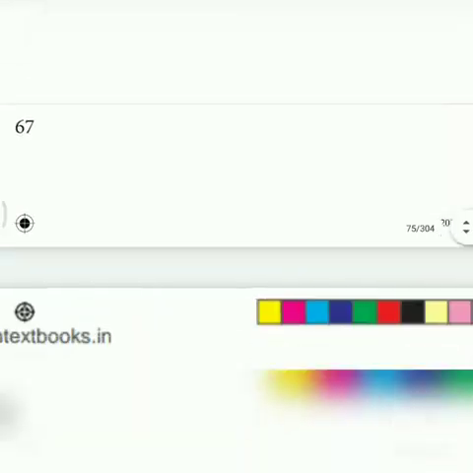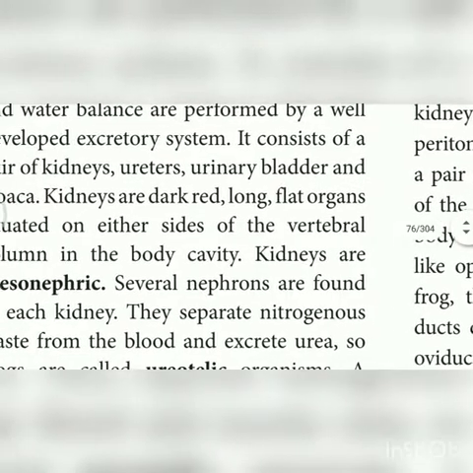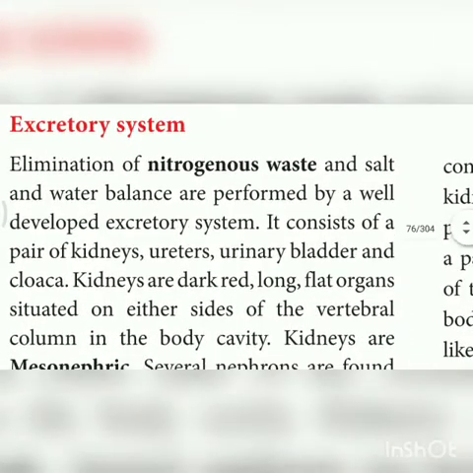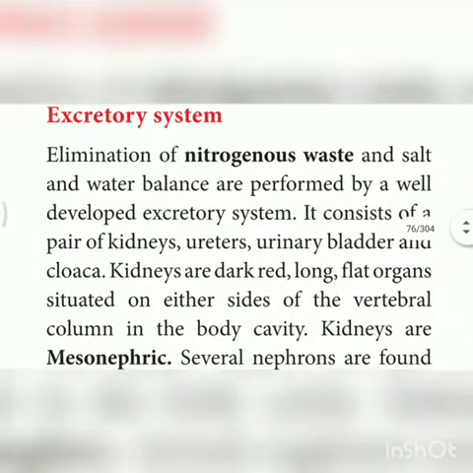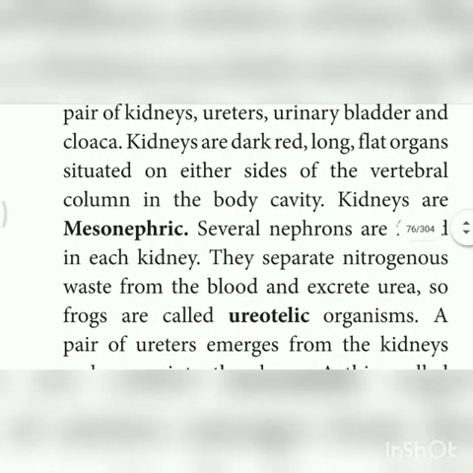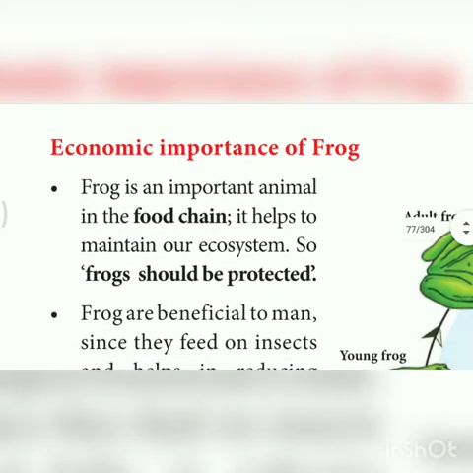In excretory system, the excretion is done by the kidneys. The kidneys are mesonephric type and they excrete urea. It's called a ureotelic animal. So this you have to study: what type of kidney amphibians have and what nitrogenous waste product is excreted, right? And the next very important question is the economic importance of frog.